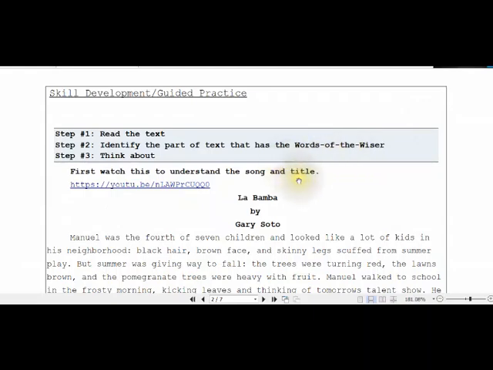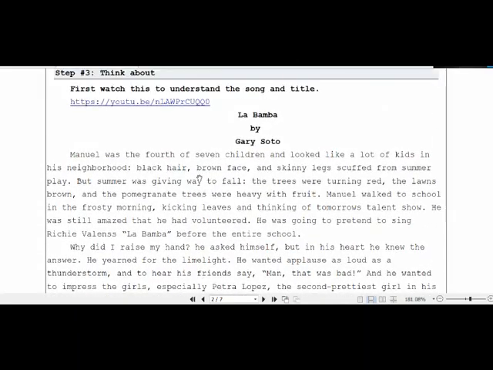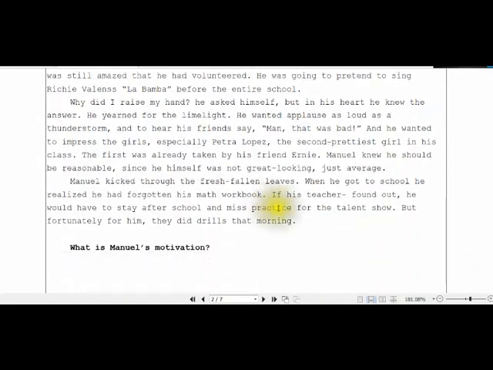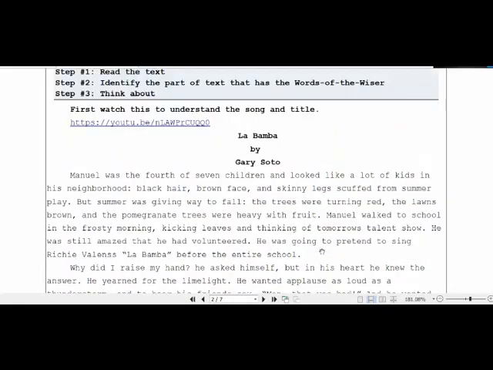Okay, so for our guided practice, first read the text or watch the video. Just follow the steps here. Identify the part or think about what's motivating your character, and then answer this question here and go through the rest and do them. So once again, first send me your answer to this before going ahead and completing the rest of the exercises. Good luck!